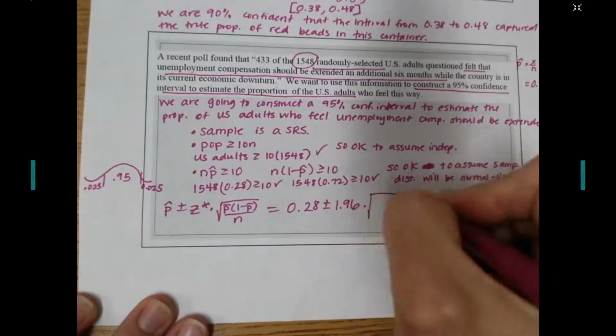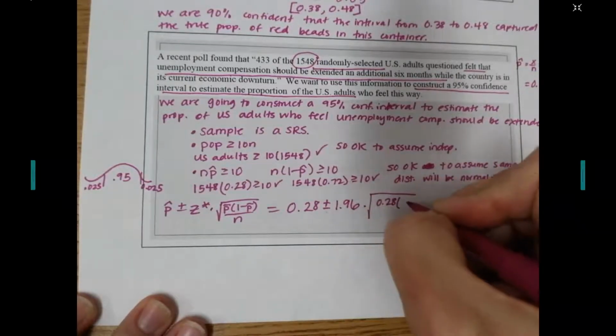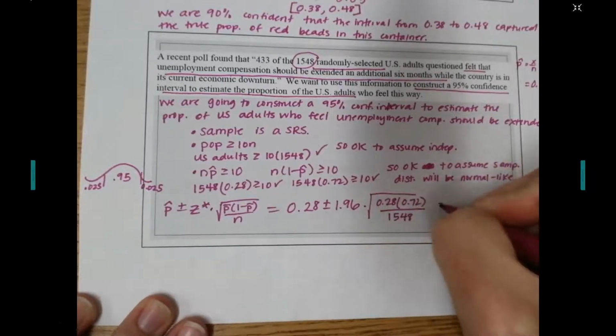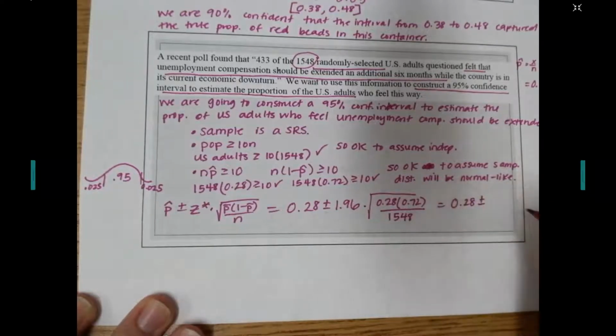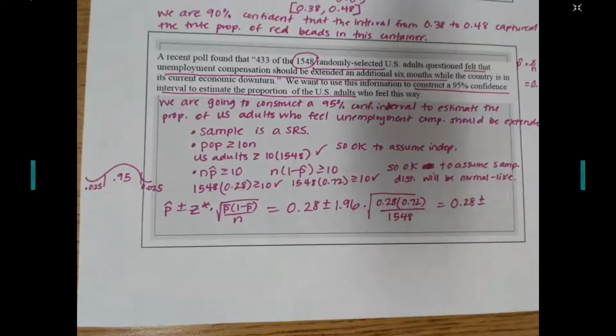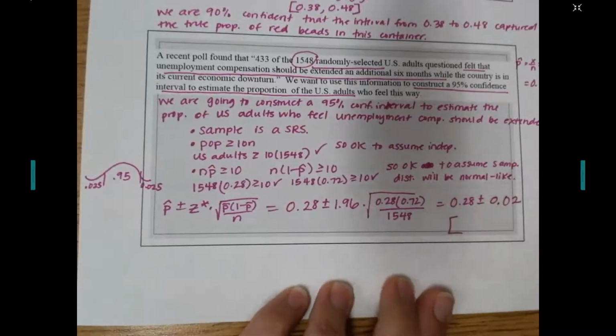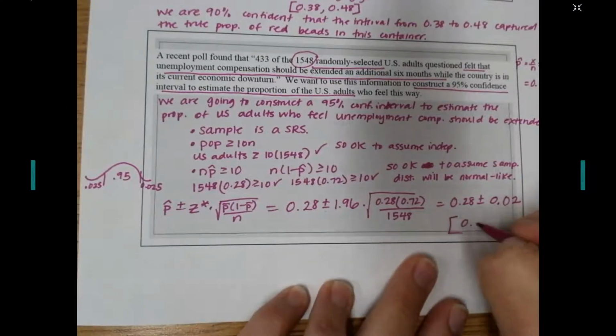And then times the square root of 0.28 times 1 minus 0.28 divided by the sample size. Okay, again, I have my point estimate, and now I need to find the margin of error, so I need to crunch that out. So on my calculator, I'll say 0.28 times 0.72 divided by 1548, square root, second answer, then times 1.96. And that gives me a margin of error of 0.02 if I round it. So plus or minus 2%. So between 0.26 and 0.30.